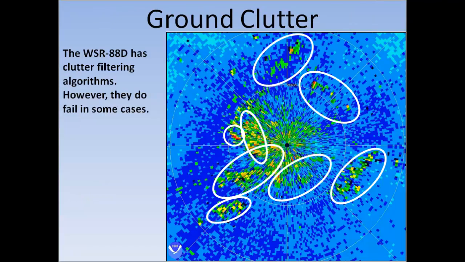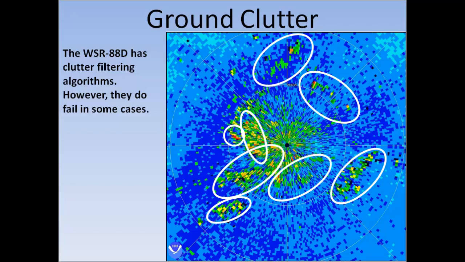Something else you'll see in clear air in radar data is ground clutter. Now, we were talking about before that anomalous propagation technically isn't ground clutter. It's something that appears under certain atmospheric conditions. Ground clutter is something that you'll get almost all the time on radar, close into the radar, usually within a few miles. We do have clutter filtering algorithms on our radar, but they do fail in certain circumstances, like if that ground clutter is moving.